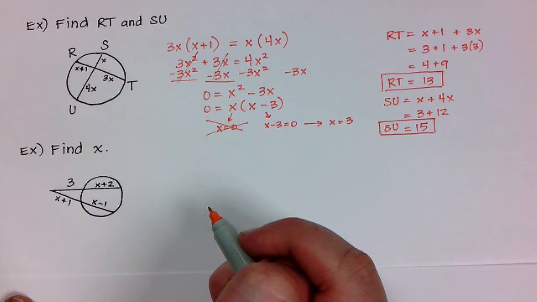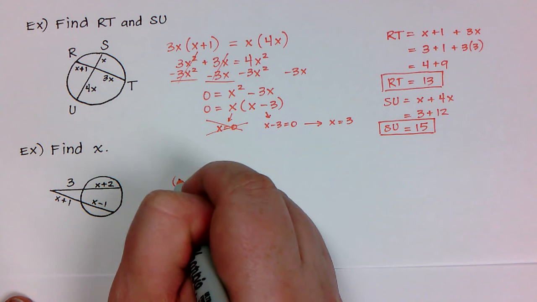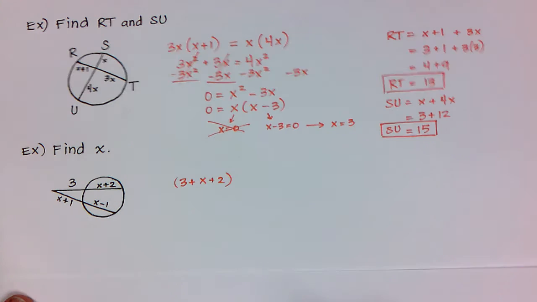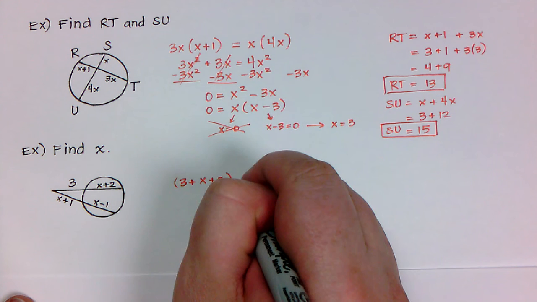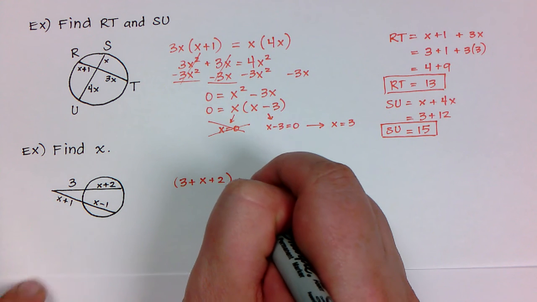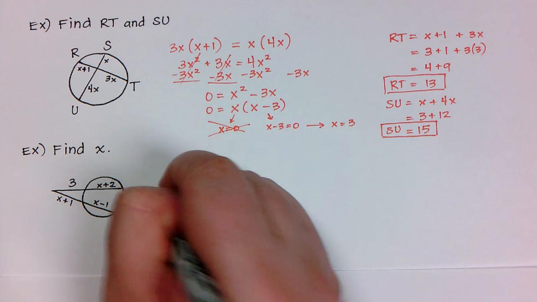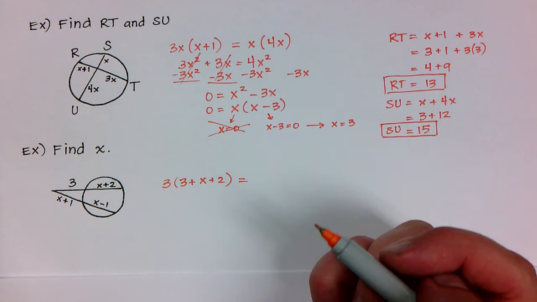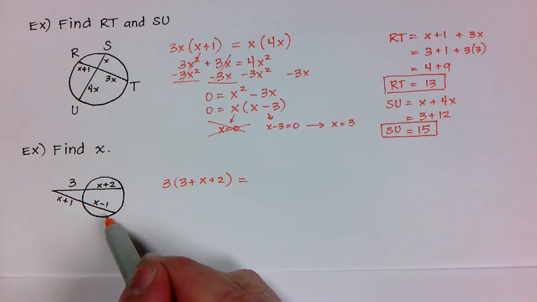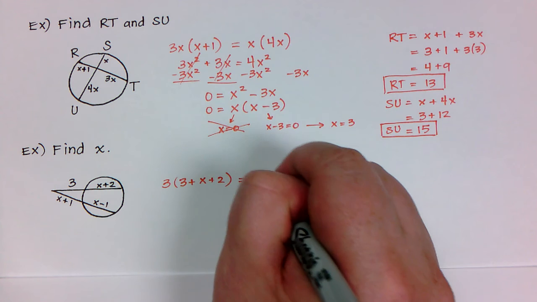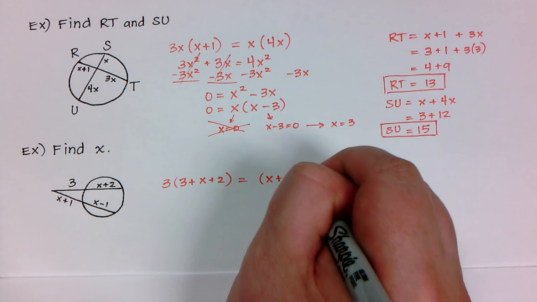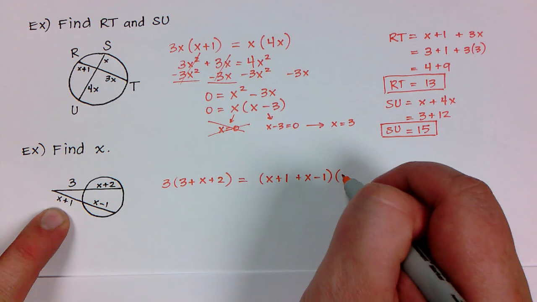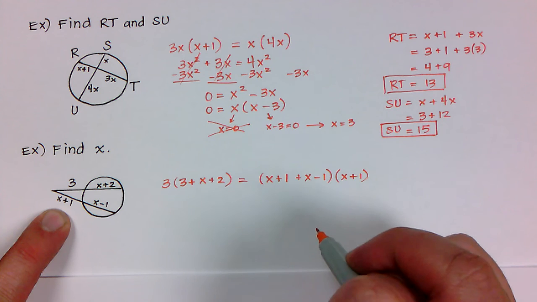Well, that would be adding up everything. So that's going to be 3 plus x plus 2. And if I want to multiply it by the external, that's going to be times just 3. I'm going to go ahead and put that in the front, okay, because I like having the number right in front. And then when I add all of those up, I have x plus 1 plus x minus 1. And I'm going to multiply that just by the external part, x plus 1.